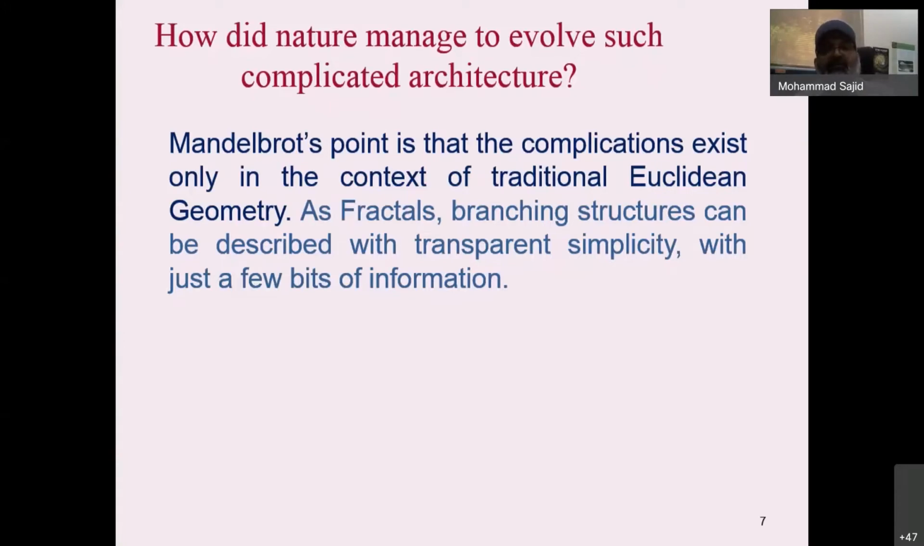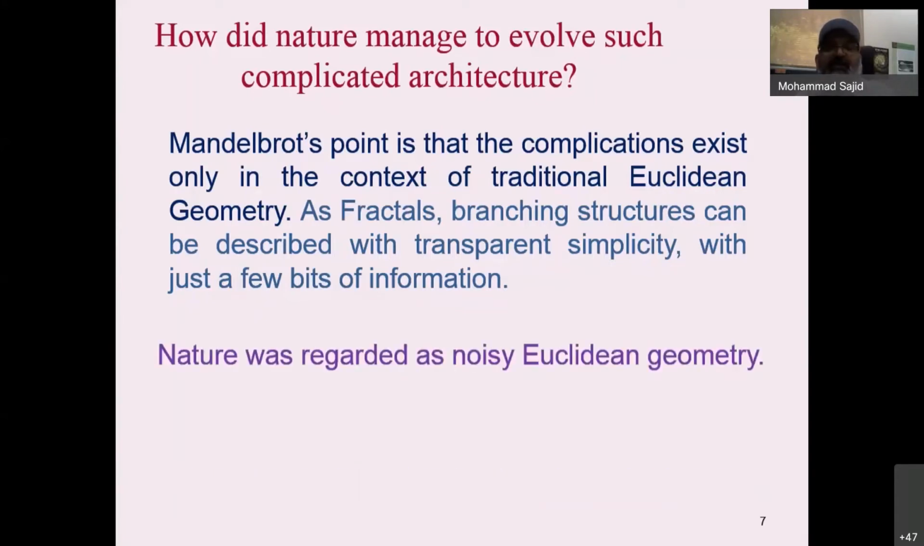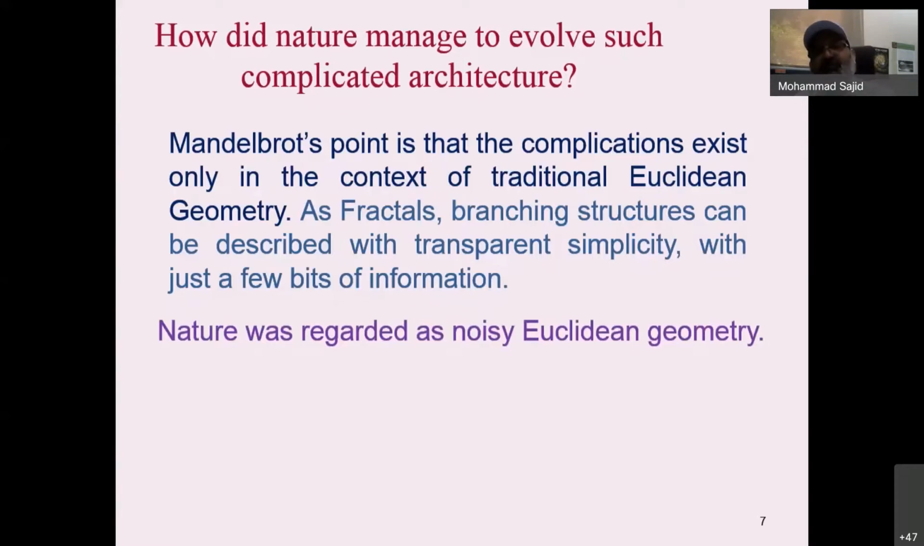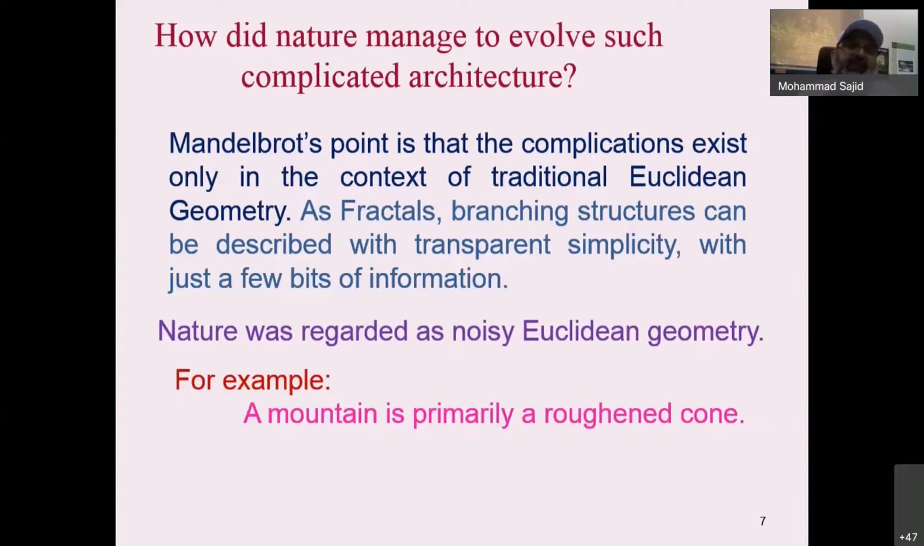Some examples are turbulent motion, and turbulence in fluids, and a lot of other things we can see. Those things look very complex, or sometimes are very complex, but we can study them with a tool, and that tool is the fractal. Nature was regarded as noisy Euclidean geometry, so we have to change something inside Euclidean geometry, and then we can find solutions of complex problems. A mountain is not a cone, but like a rough cone.